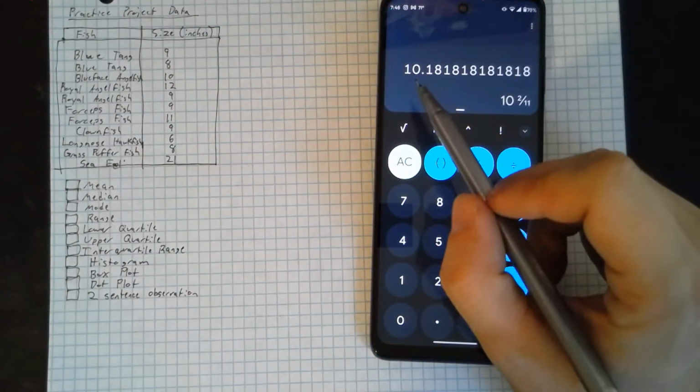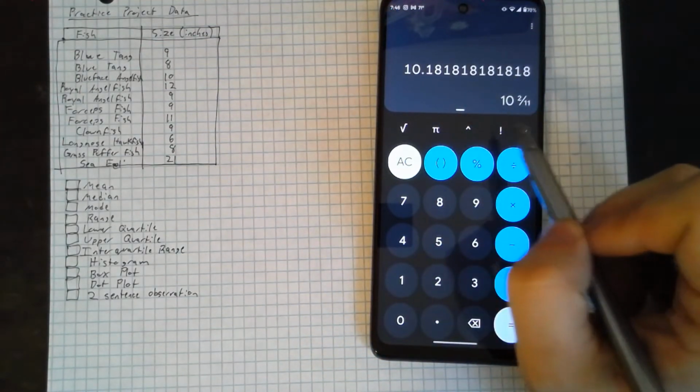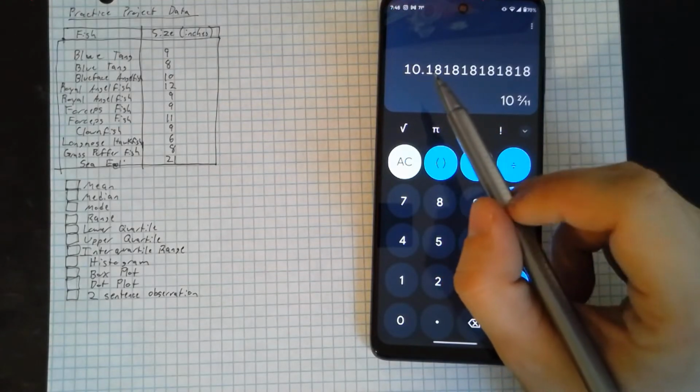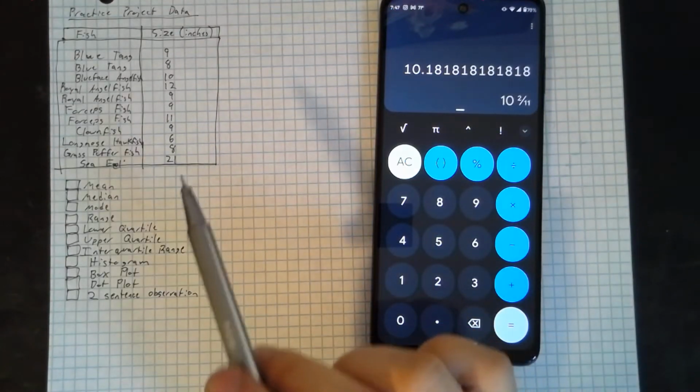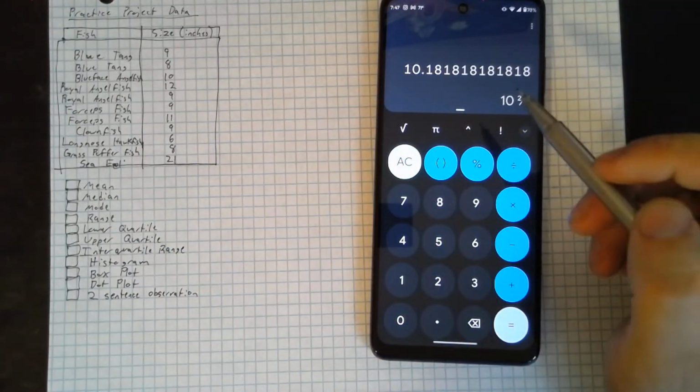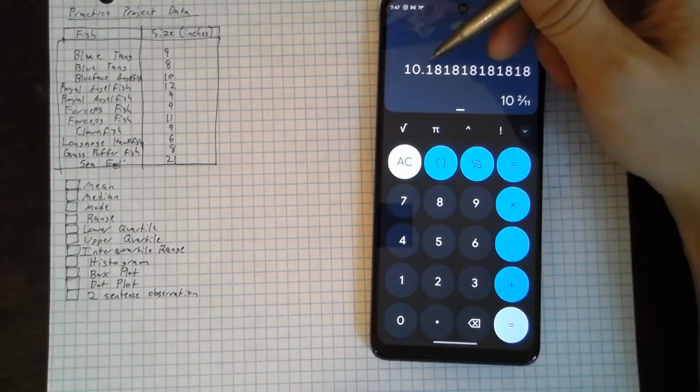And my calculator gave me, it looks like 10 2/11, or 10.18181818, all of this. But in the directions, it says round to the nearest tenth, so round to 1 decimal place.